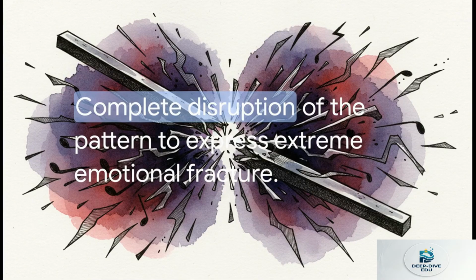Well, then we get metrical collapse. This is the complete and total disruption of the iambic pattern to express extreme emotional fracture. If the feminine ending is a subtle trailing off, metrical collapse is the sound of the meter literally snapping under the weight of pure grief.